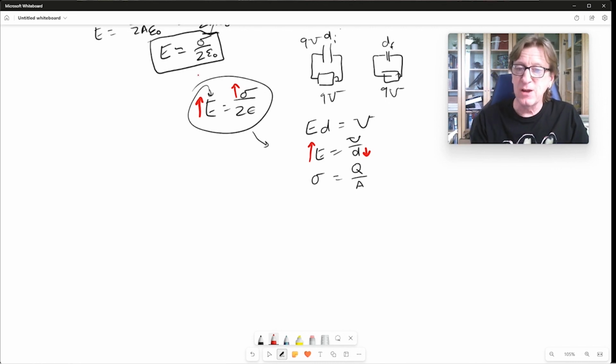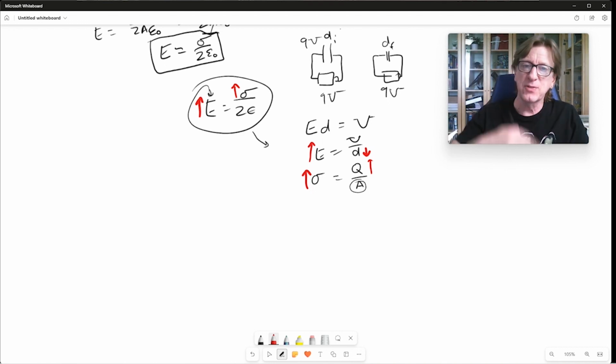However, the area is constant. So if I look at this part right here, the area is still constant. So that hasn't changed. So if the area charge density has gone up, what has to happen to the total charge stored on the plate? Well, it's got to increase as well because those are directly proportional.